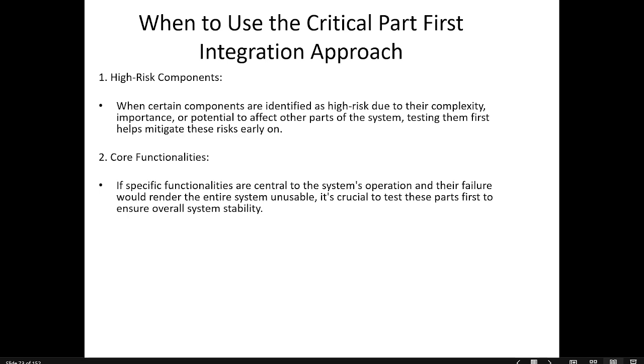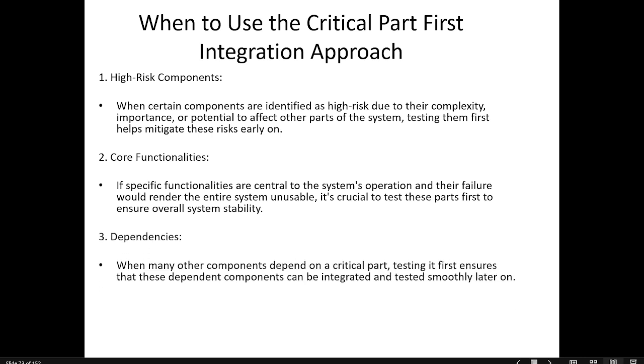Core functionalities. If specific functionalities are central to the system's operations and their failure would render the entire system unstable, it's crucial to test these parts first to ensure overall system stability. Dependencies. When many other components depend on a critical part, testing it first ensures that these dependent components can be integrated and tested smoothly later on.